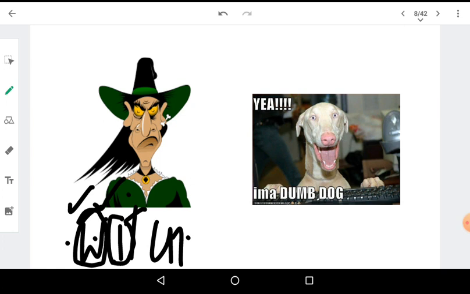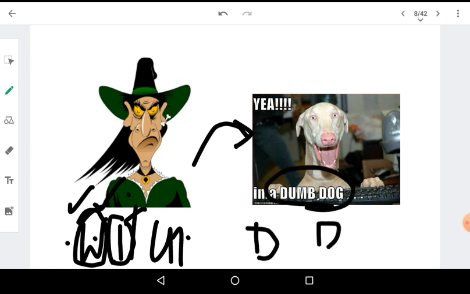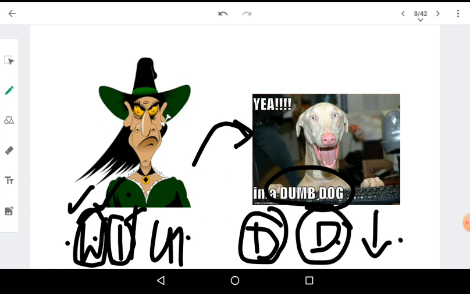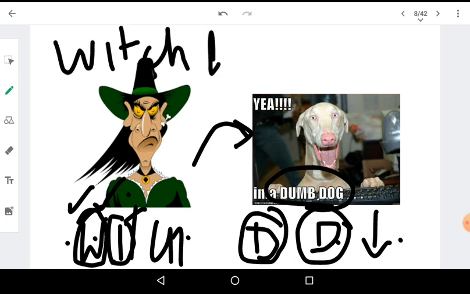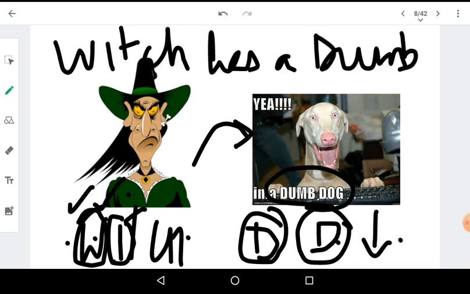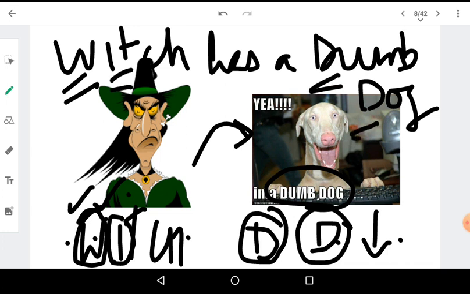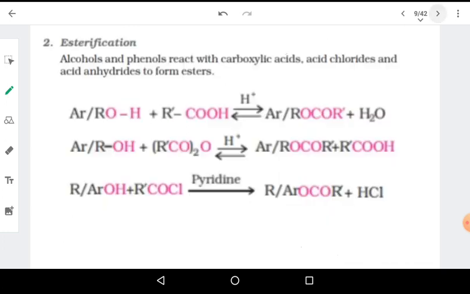So the witch is having a dog and that is a dumb dog. So you can study D and D, right? D and D. So D stands for donating and D stands for decreasing. So this is a trick. Which has a dumb dog? So W stands for withdrawing, increases, D for donating, and this D for decreases.